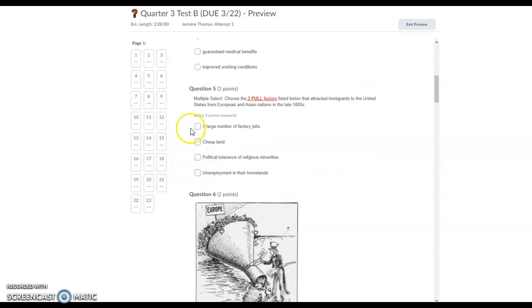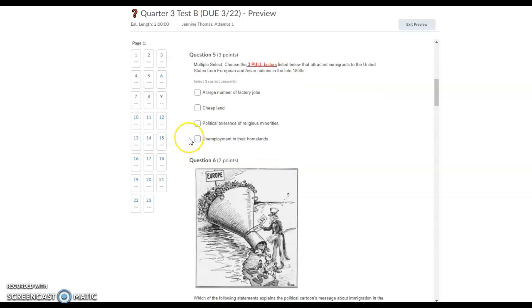Number 5, multiple select. Choose 3 pull factors listed below that attracted immigrants to the United States from European and Asian nations in the late 1800s. A large number of factory jobs, cheap land, political tolerance of religious minorities, unemployment in their homelands.